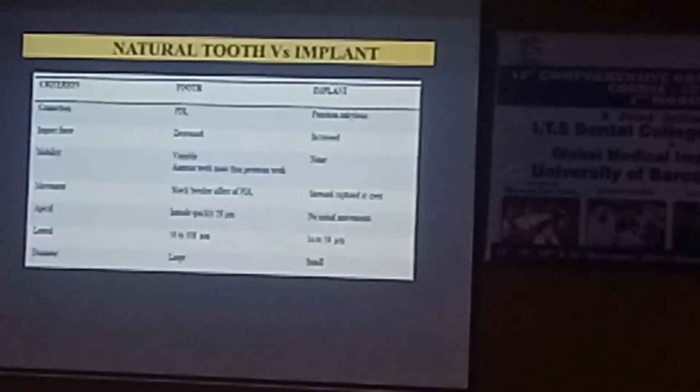It's kind of ankylosis. You have osseointegration directly, there's no periodontal ligament. So whatever the force is falling on the prosthesis to the implant is directly transmitted over the bone. Clear? Anything which is not clear on the table, please ask.